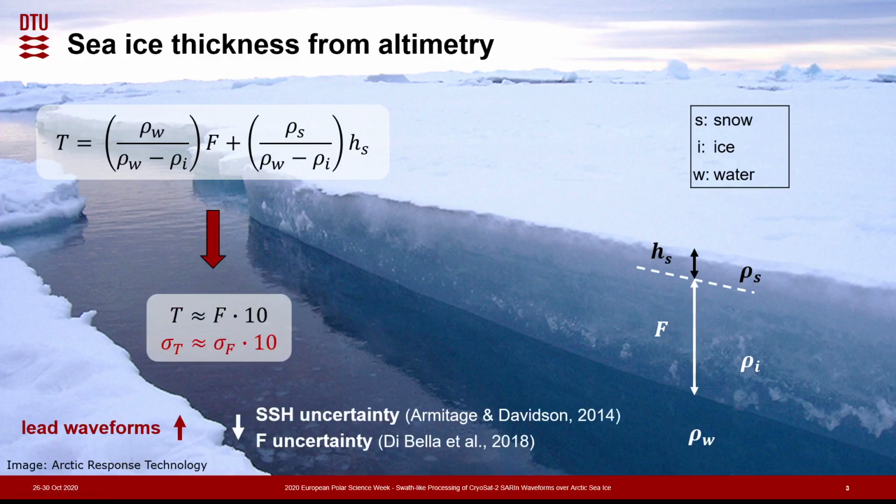As in the freeboard to thickness conversion, the uncertainty, sigma f, is multiplied by roughly a factor 10, we need to keep in mind that generally, the more leads are correctly detected by the altimeter, the lower the freeboard uncertainty will be.